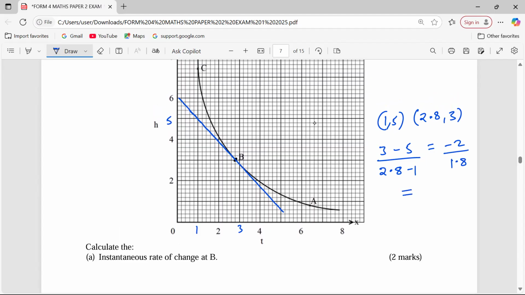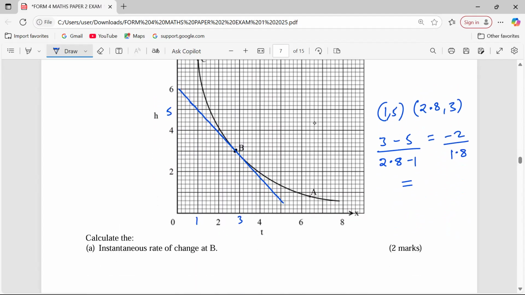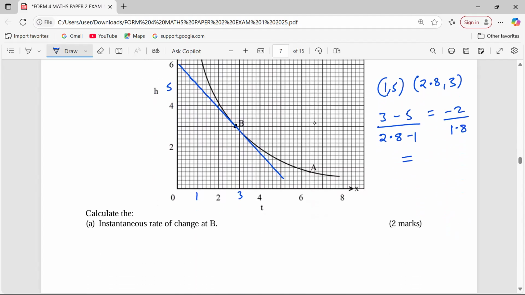So the rate of change is going to be negative 2 divided by 1.8. This is going to be negative 1 and 1 over 9. So that is the rate of change at that point.